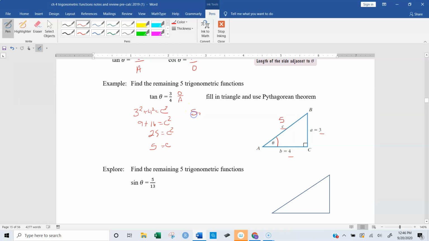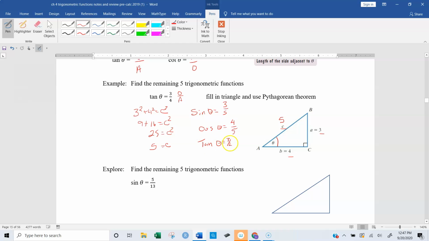Now all you do is write down all of your trig functions. So you know the sine of theta is equal to opposite over hypotenuse, so you're going to say 3/5. The cosine is adjacent over hypotenuse, so that is 4/5. Your tan was given to you.